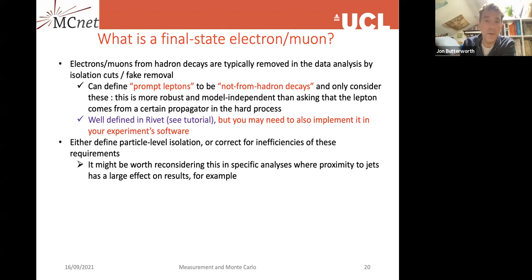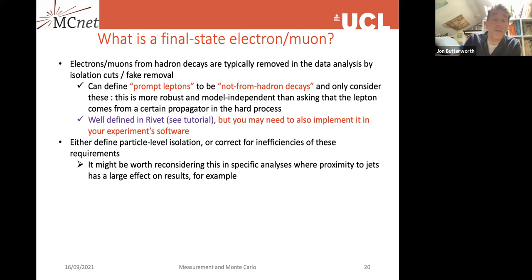Some of these we covered in the tutorials last night. Electrons and muons from hadron decays. If what you want is a prompt electron or muon, then you want to remove those. They will typically be removed by applying some isolation cut. You also have hadronic decays that don't have a true electron or muon in, but can appear as though they did in some cases. So you can define prompt leptons as being leptons that don't come from hadron decays.